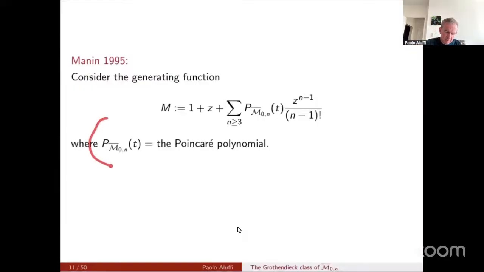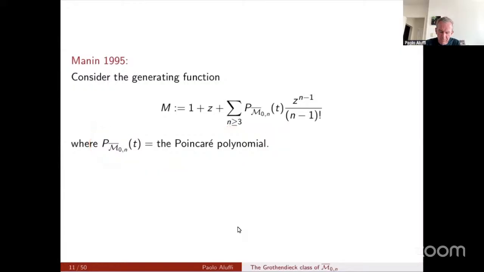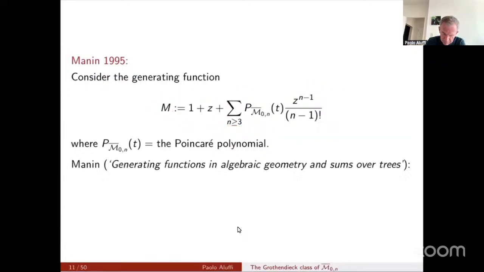So this is the Poincaré polynomial. It's another version of my Grothendieck class. It's essentially the same information. But if you're topologically inclined, you may be happier to think about the Poincaré polynomial. It's just Betti numbers with powers of a variable. So put those in a generating function. And then the task is to say something about this function M.